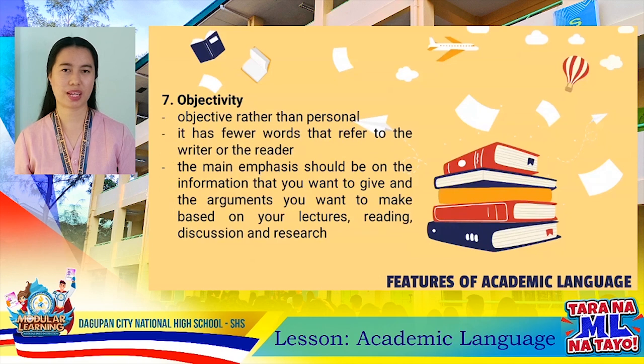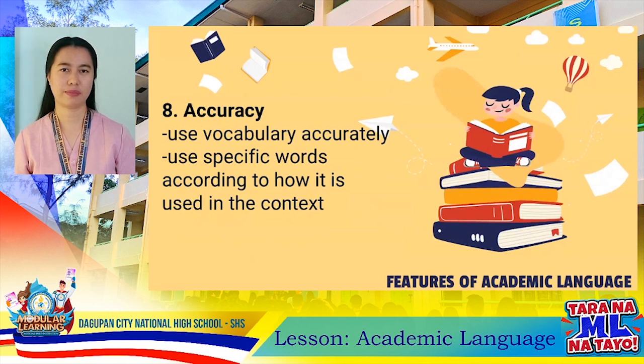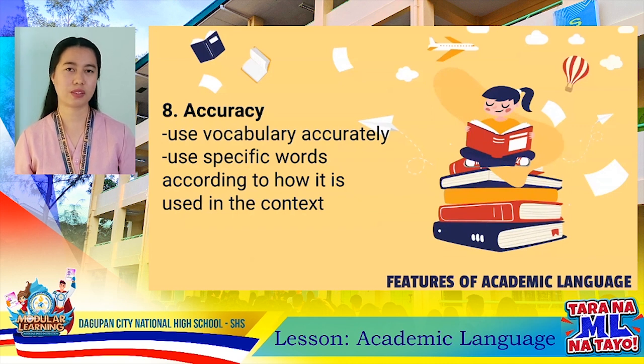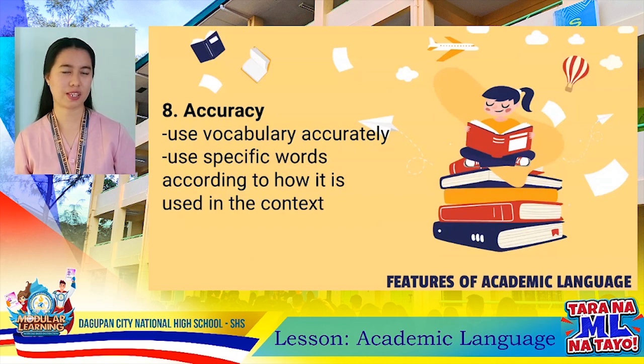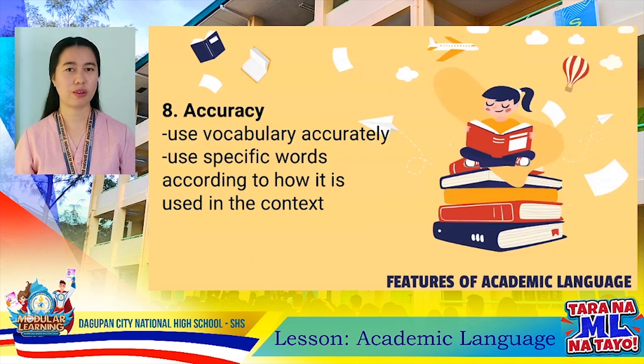Objectivity is also a feature of academic language. The focus is on the information and details, and not about the writer. Third-person pronouns are mostly used in academic texts to maintain objectivity. Lastly, accuracy. Use vocabulary accurately. Use specific words according to how it is used in the context. Meaning of words depends on context in which it is used. For example, Princess is a bright student. In that sentence, the word bright could mean two things, either intelligent or smart, or filled with light. But in that sentence and in that context, bright means smart.